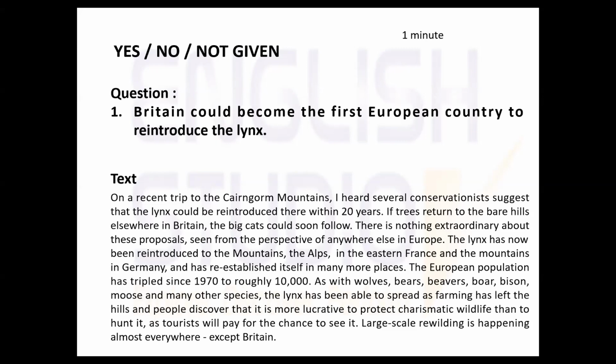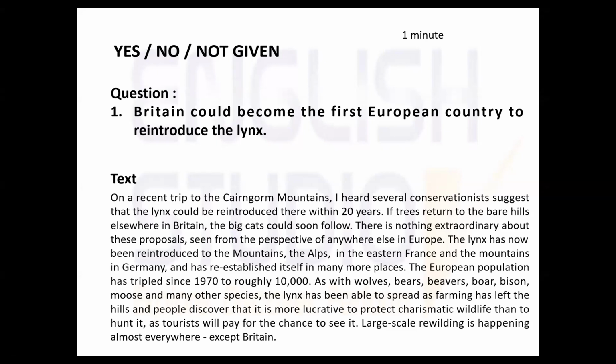Mr. Rido, yes, no, or not given. Please check your answer. Mr. Haris, good job. Mr. Novel, good job. Please check your answer. Yes, no, not given. Mr. Rido, please check your answer. Mr. Novel, good job. Ms. Fatika, good job. Let's see who answered first.